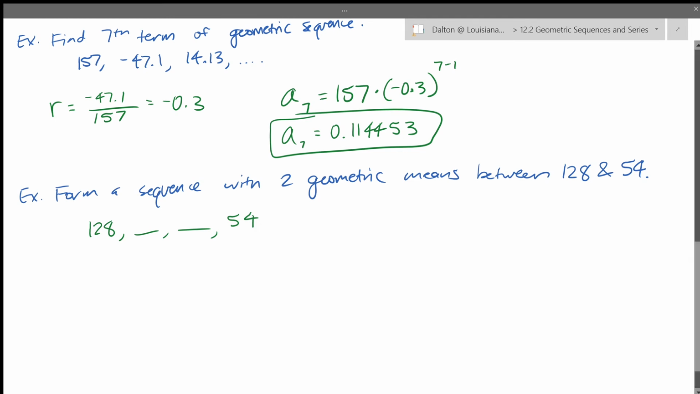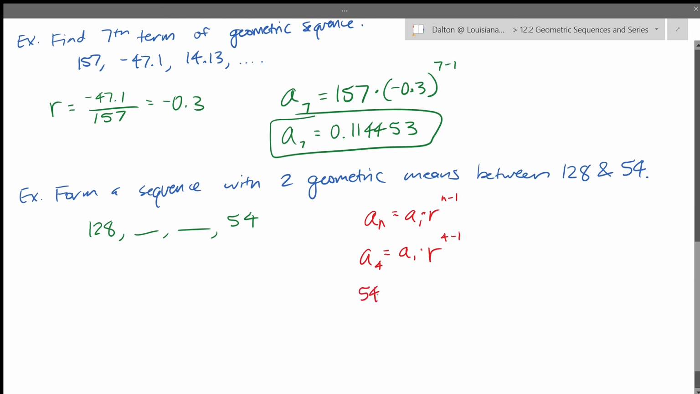Let me use red. So that's going to be A sub n is equal to A sub 1 times R to the n minus 1. And for this particular sequence, I'm going to have 4 terms. So n is going to be 4. So A sub 4 will equal A sub 1, which I know that first term, but I'm just going to leave it there for a second, times R to the 4 minus 1 power.